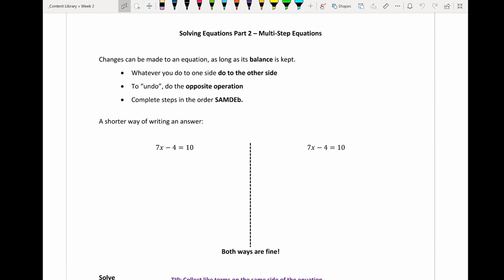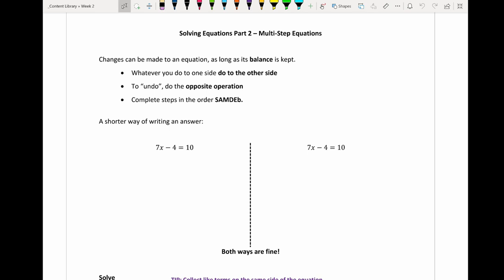And what that means is whatever you do to one side of the equal sign, you have to do to the other side. So if you're subtracting by a number on one side, you have to subtract by the same number on the other side. All right, so that's when we're saying what you do to one side, you have to do to the other, or you want to balance it. That's what it's referring to.